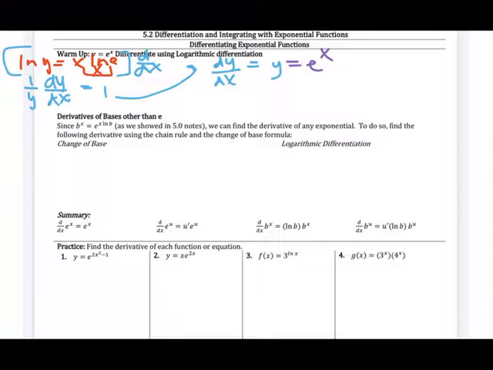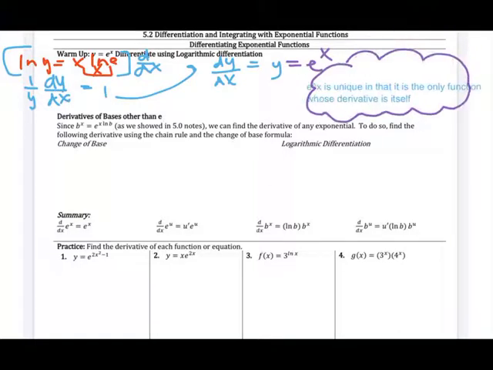So we just said, this is really weird, and I think you should stop and think back and look at what we just said. What we just said was the derivative of y equals e to the x, or the derivative of e to the x, is e to the x. And that is very, very unique. It's so unique that this is actually the only function whose derivative is itself.